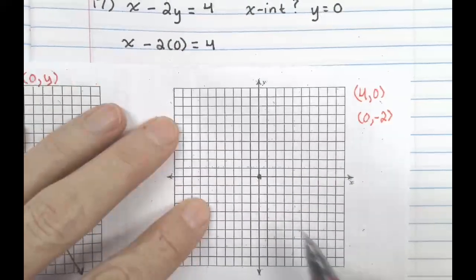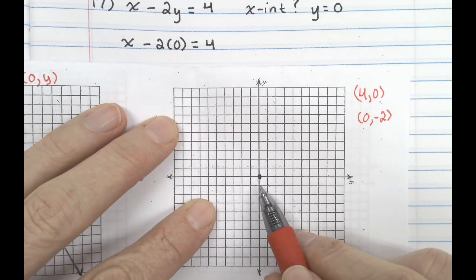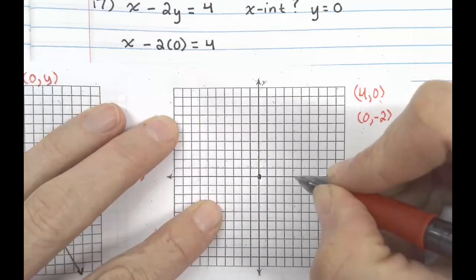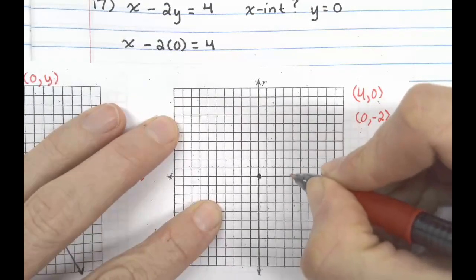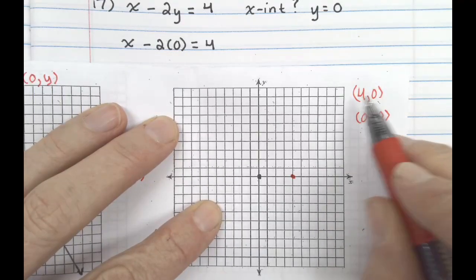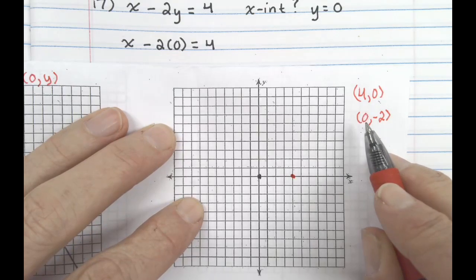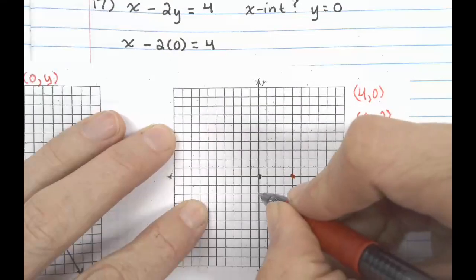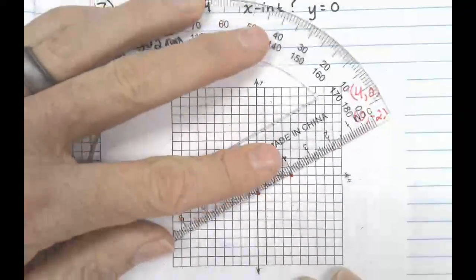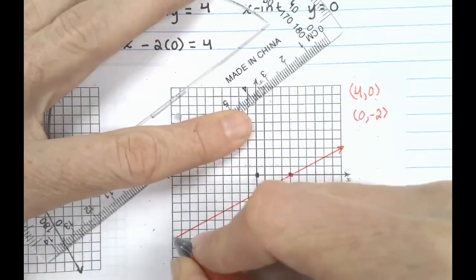So (4, 0), that's going to be over here, 4. Hold on, I'm having trouble there. There we go. (4, 0), there's my x-intercept. Sorry, I think I might have called that the y-intercept. That's the x-intercept. And then the y-intercept is (0, negative 2). So that's down right there. And now you take your protractor, your ruler, whatever. I can draw a line through those 2 points, there's my graph.